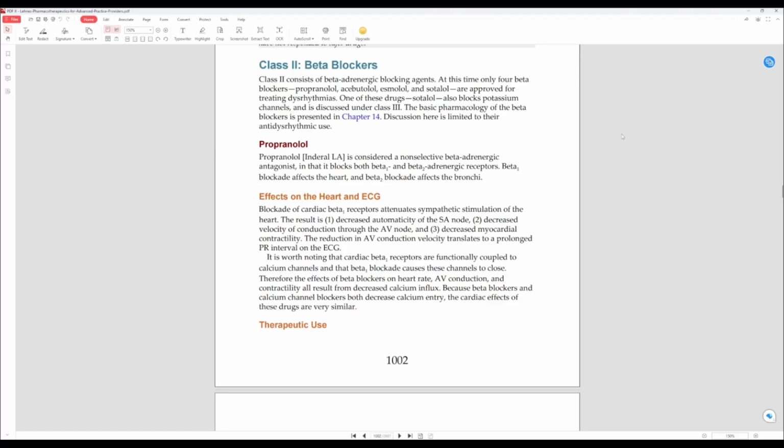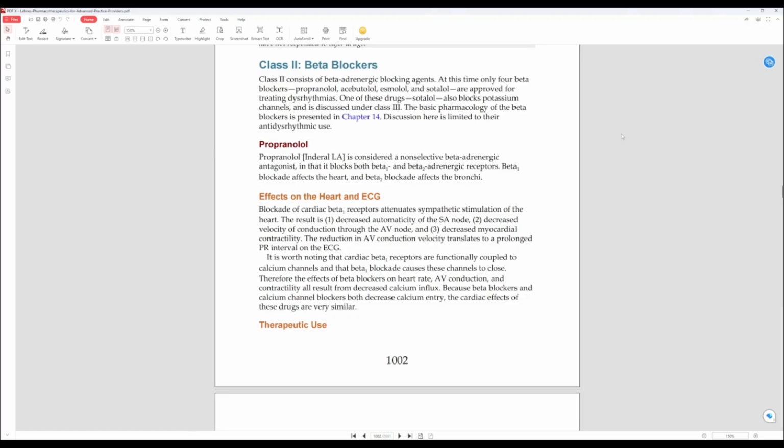Now we'll jump on to Class 2, which are our beta blockers. Class 2 consists of our beta-adrenergic blocking agents. At this time, 4 beta blockers, propranolol, acebutolol, esmolol, and sotalol, are approved for treating dysrhythmias. One of these drugs, sotalol, also blocks potassium channels and is discussed under Class 3. The basic pharmacology of the beta blockers is presented in Chapter 14. Discussion here is strictly limited to their antidysrhythmic use.